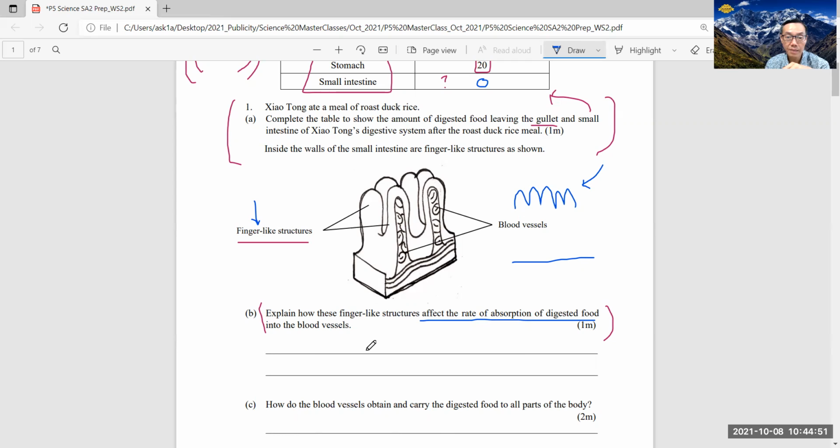Correct. So I give you some time to write down this answer. This is a 1 mark question. Okay, so you have 30 seconds to try to get the answer. I will type the answer here shortly to guide you to write a better answer.